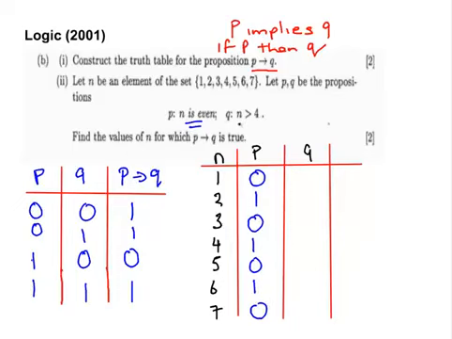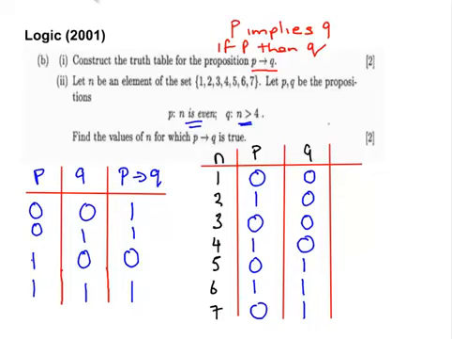The next one is Q, n is greater than 4. So 1 is not greater than 4, 2 is not greater than 4, 3 is not greater than 4. Watch out for this one. N is greater than 4. 4 isn't greater than 4. So that's a 0 there. 1, 1, and 1.